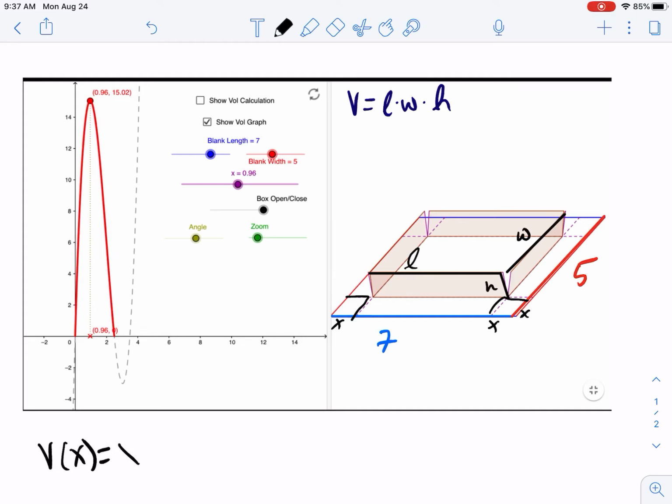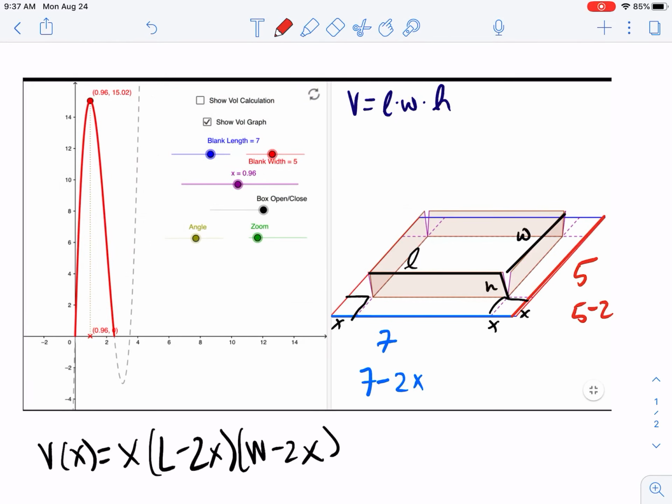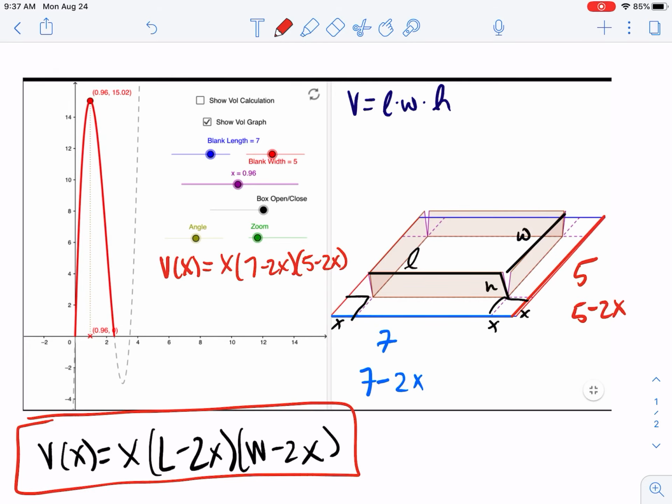In order to find these, we create this overall equation for the volume of an open top box, which is x, your original length minus 2x, and your original width minus 2x. That's because if we look here at the 7, we're cutting out x here and x here. So for this one, it would be 7 minus 2x, and 5 minus 2x, once again because we're cutting it off each time. So for this problem, V of x equals x(7 minus 2x)(5 minus 2x). This type of formula can always be used when we're talking about an open top box problem.